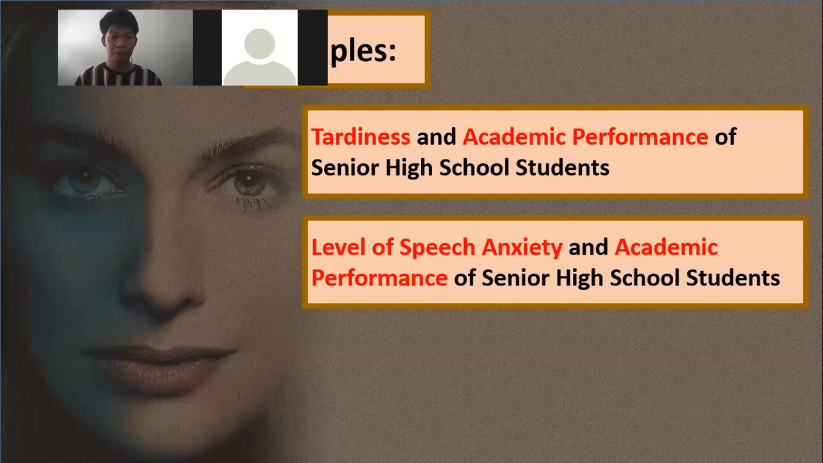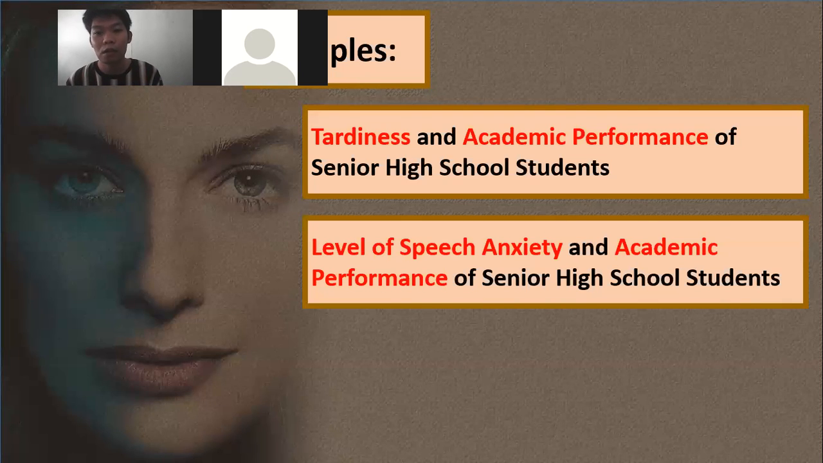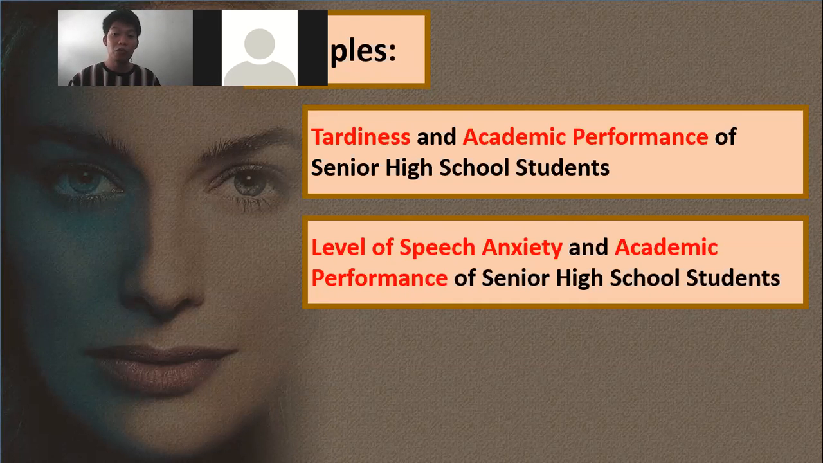But you need to be specific when it comes to which type of academic performance. For example, in this first study, the tardiness and academic performance, not all the subjects of the senior high school students can be affected by the tardiness. So the possible subjects that the researchers should deal with are those first period subjects, kasi yun lang naman usually malilate yung students.